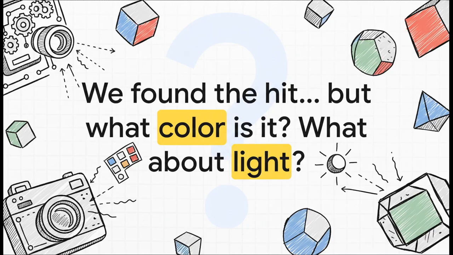We know what our camera is looking at, and we know the exact point it hits an object. But that leaves us with a final, really big question. Once we have that hit point, so what? How do we figure out its color or its texture? What happens when light bounces around and creates shadows? That is the next layer of the simulation.